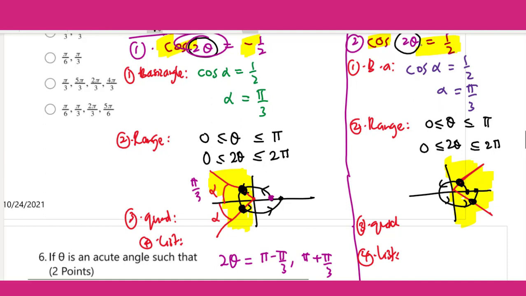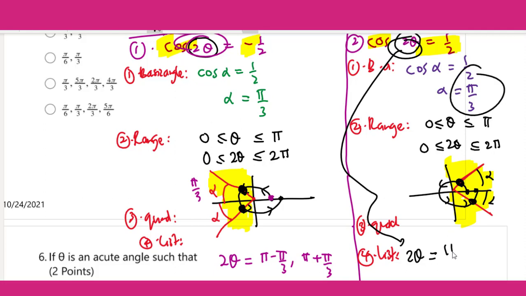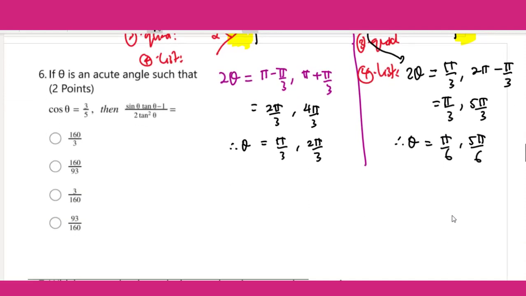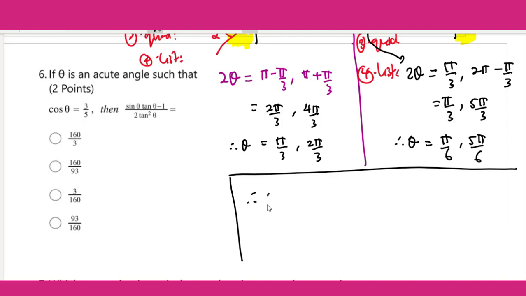Before you list down, check. This is using 2 theta, right? 2 theta is equal to, here is alpha. Alpha is pi over 3. So pi over 3 is the first point. The second point is 2 pi minus pi over 3. This one is 5 pi over 3. Therefore, theta is equal to pi over 6, 5 pi over 6. Okay, so you need to combine the two cases. Therefore, theta is pi over 6, pi over 3, 2 pi over 3, and 5 pi over 6.